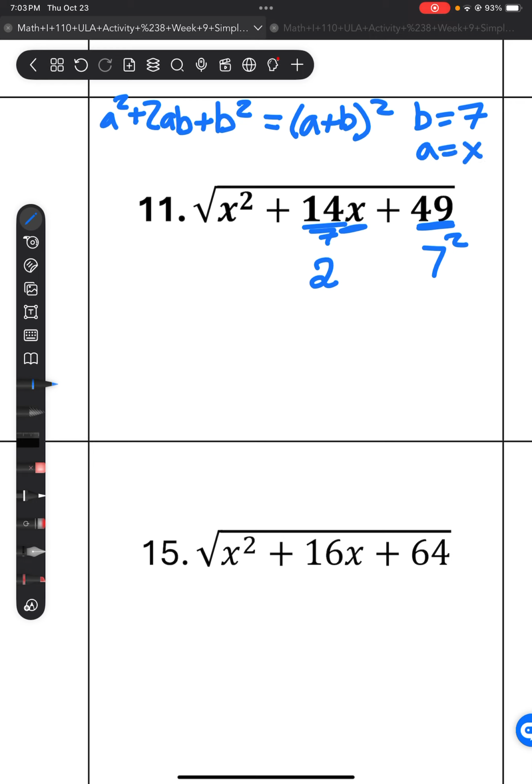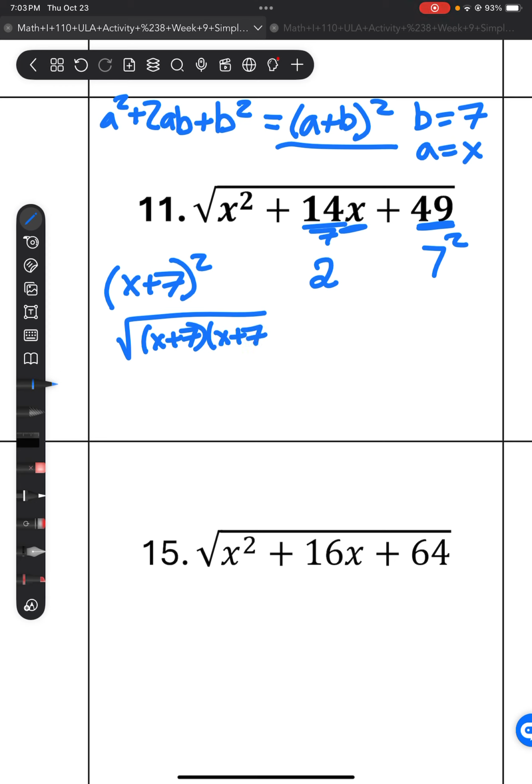So if our a is x and our b is 7, we're going to plug it into here. This should equal x plus 7 squared. Putting that under the radical, we're going to keep that like we've done before, just written out. We need to find our pairs. It just happens that our pair is an equation. So taking that out, we're left with x plus 7.